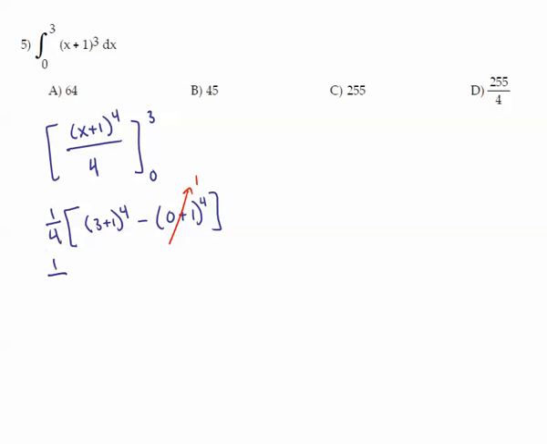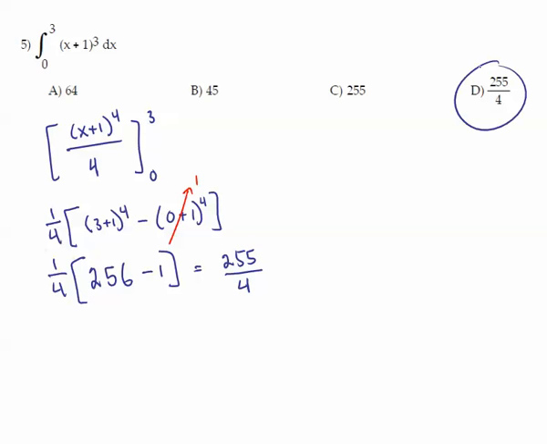And 4 to the fourth power, that would be 64 times 4, which is 256 minus 1. And we end up with 255 over 4, which is option D there.